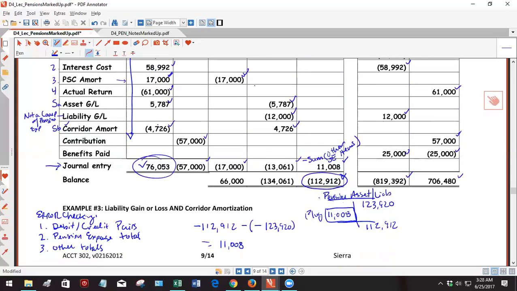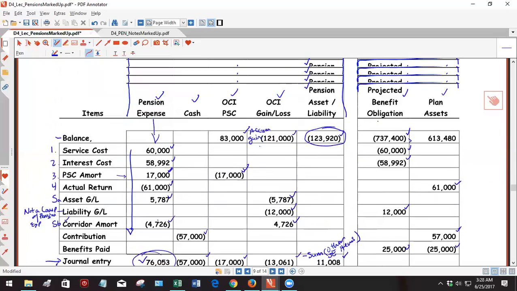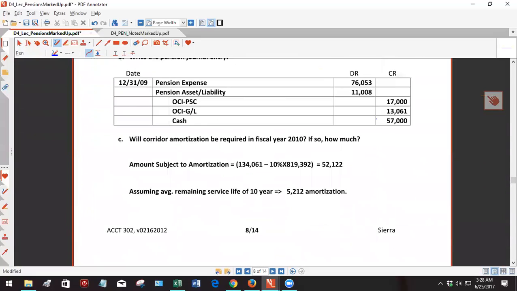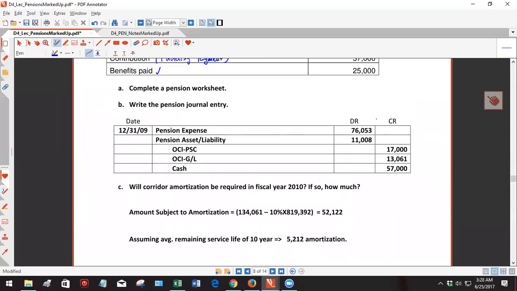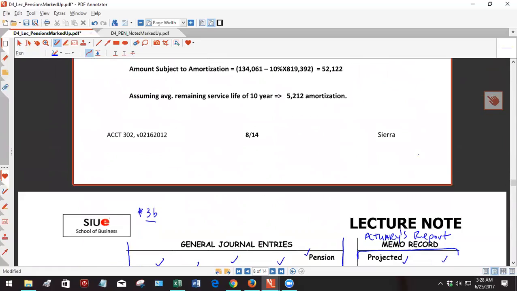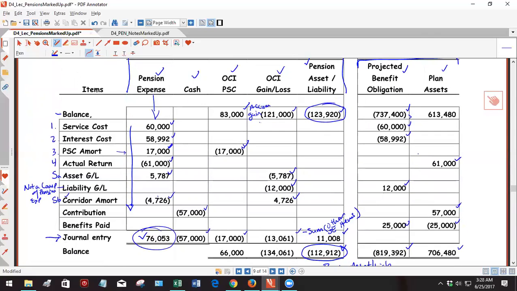Okay. So let's go back up here. See if we answered this. So we had our pension expense, our amortization of prior service costs, our sum. So for OCI gain loss, you had an asset gain. So this is a credit gain. Liability, this is an asset.